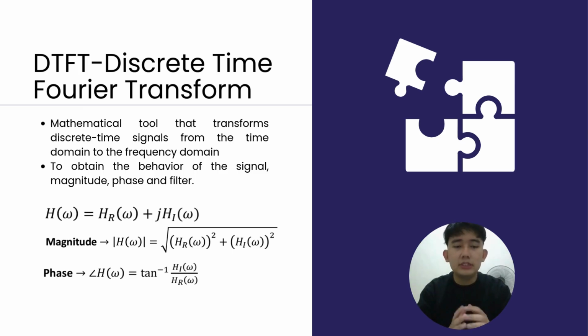I will explain about the DTFT, discrete time Fourier transform. Basically, the discrete time Fourier transform is a mathematical tool that transforms a discrete time signal from the time domain to the frequency domain. Below is the formula to obtain the behavior of the signals, magnitude, and phase.